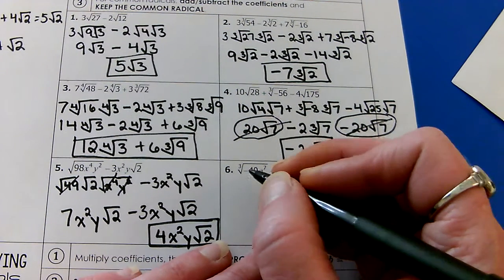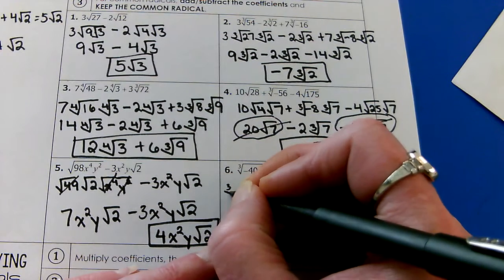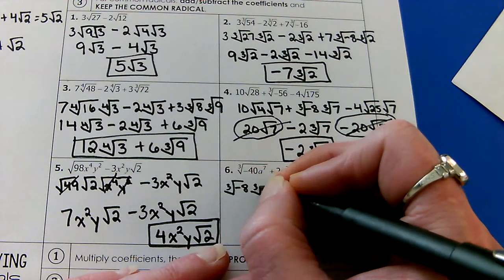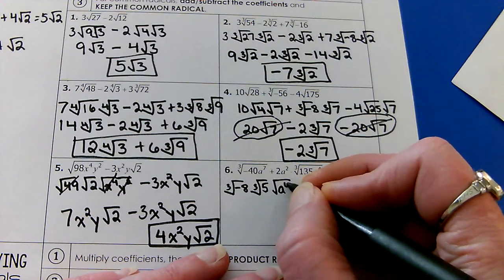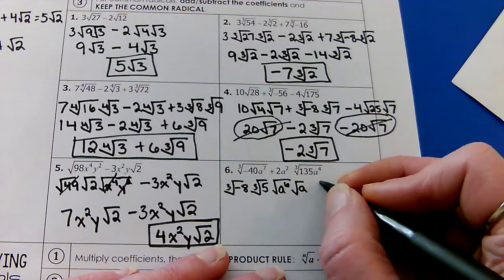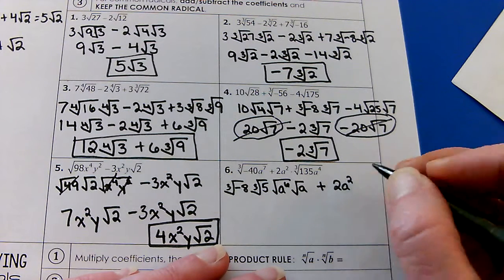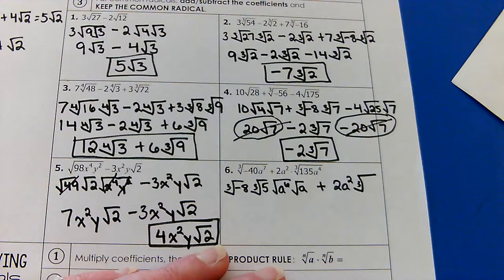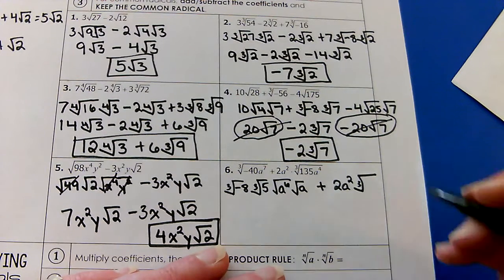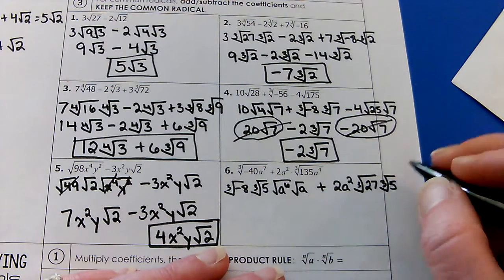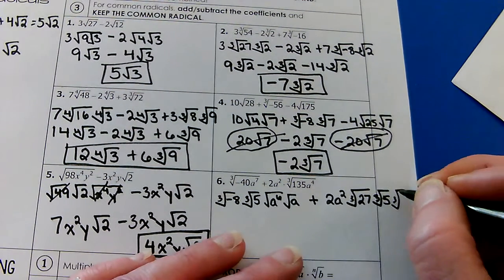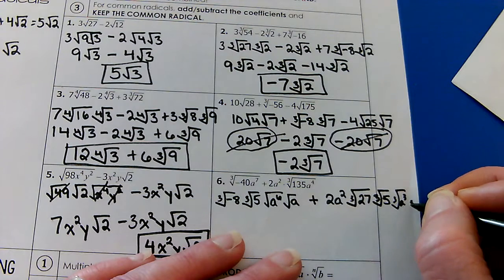Negative 40. That can be a negative 8 times a 5. Then I want to break this down into multiples of 6. So a to the 6th and another a. Cube root of, okay, I see that 135. So I know it's divisible by 5. So I'm going to see what happens. 135 divided by 5, I get 27, which is a perfect cube. Cool. Now a to the 4th, I'm going to break that up into a cubed and another a.